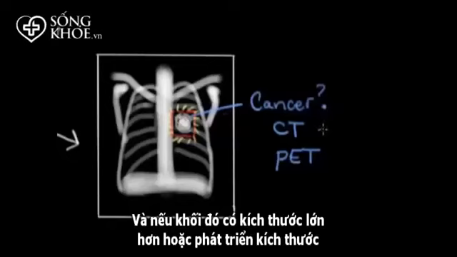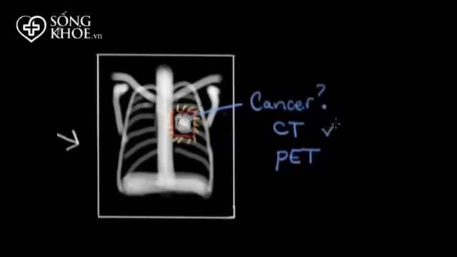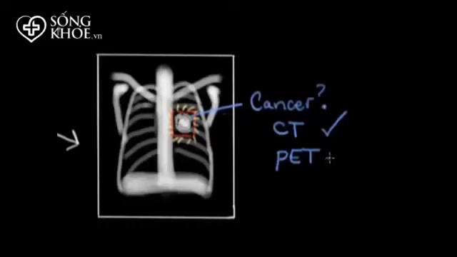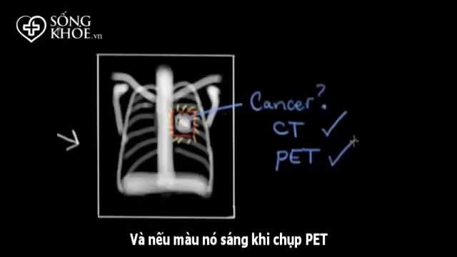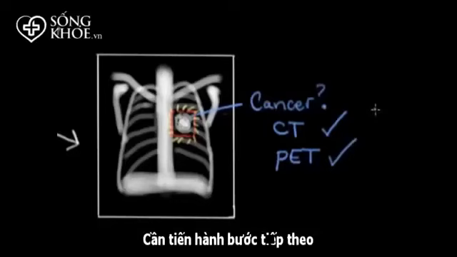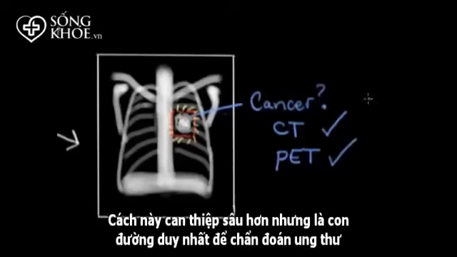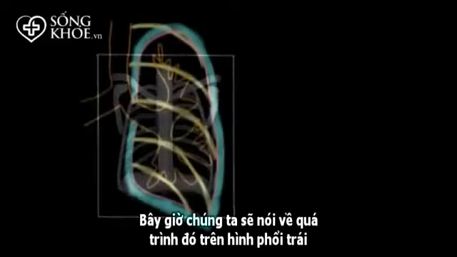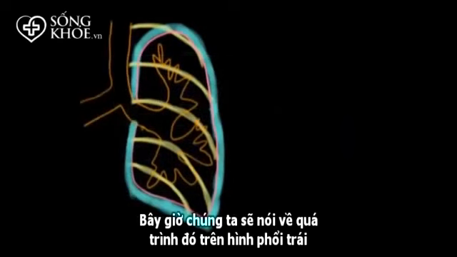And if the mass is a larger size or growing in size when compared to additional future CT scans, and if it appears bright in a PET scan, it's worth taking the next step, which is more invasive, but is the only way to definitively diagnose cancer, by getting a sample of cells from the mass. So let's leave the medical images behind and discuss the procedures here on a drawing of the left lung.